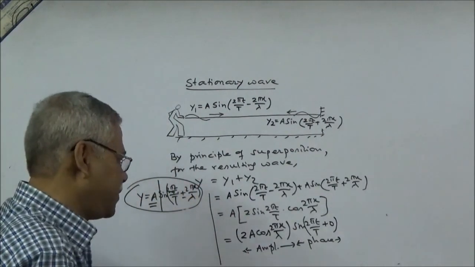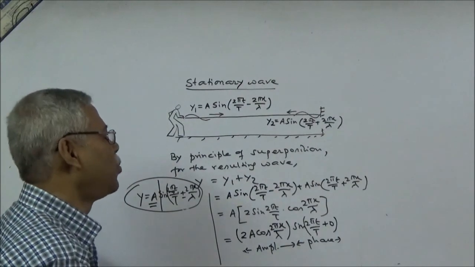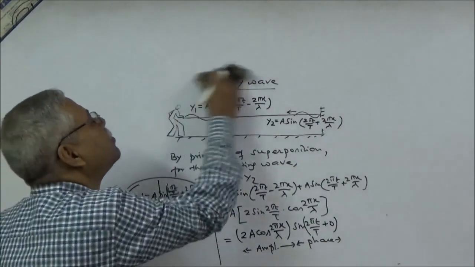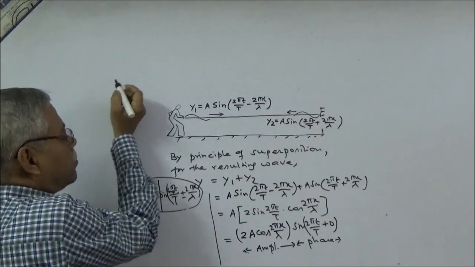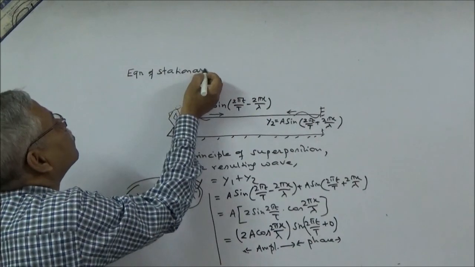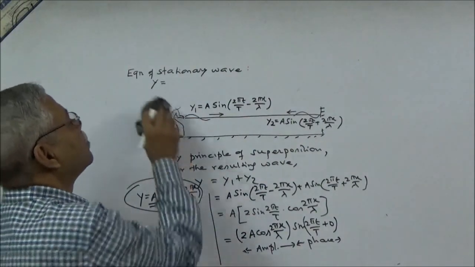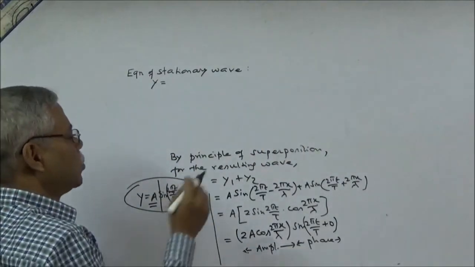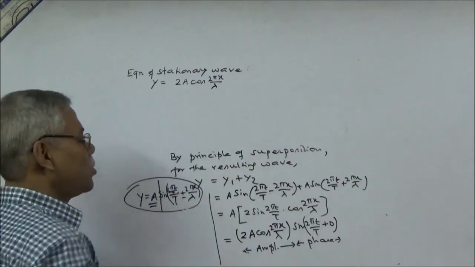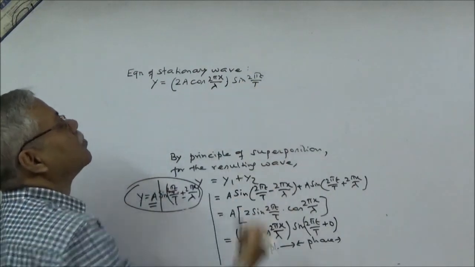So I will now show this. Now we will discuss the characteristics, right? But before writing the characteristics, I should write the equation of a stationary wave. Equation of stationary wave. Y equals, first I am writing this, 2a cos 2 pi x by lambda sin 2 pi t by T.